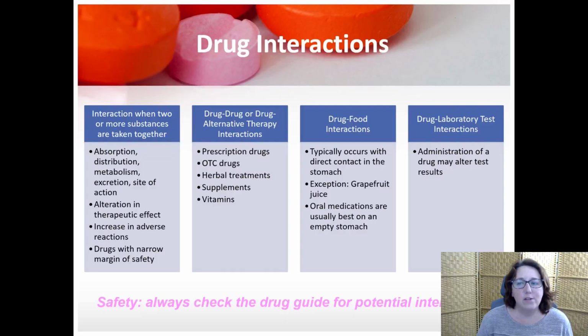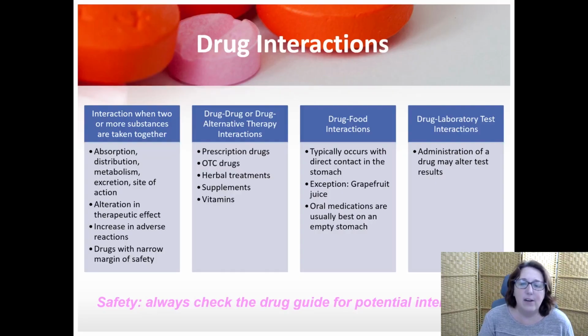When 2 or more drugs or substances, being things like herbal products or certain foods, are taken together, an interaction can occur. It might not, but it can. These interactions can occur at the point of absorption, distribution, metabolism, excretion, or the site of action. So, for example, if a patient takes tetracycline, which is an antibiotic, with dairy products, the drug ends up not getting absorbed, which results in a decreased therapeutic effect. So that would be like a drug food interaction.